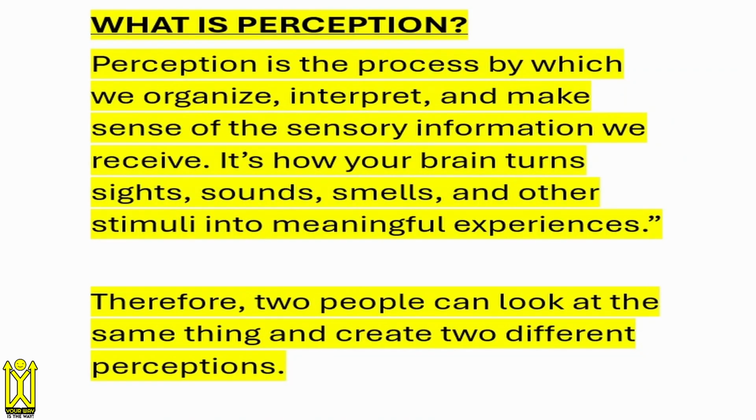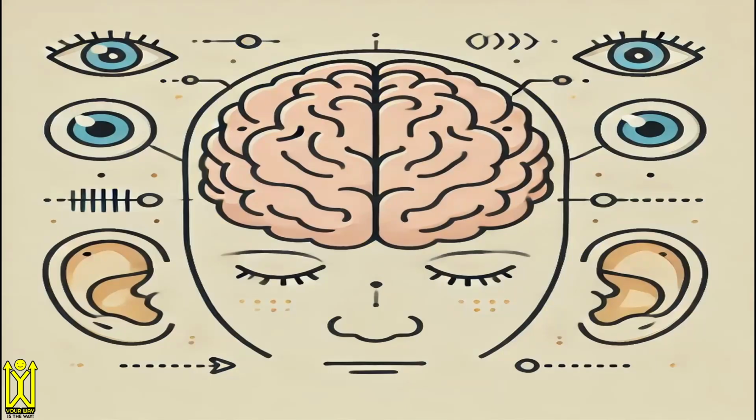My friends, have you ever wondered why two people can look at the same thing and see completely different things? That is because of the concept called perception, the lens by which we interpret and experience reality. So, what is perception? Perception is the process by which we organize, interpret, and make sense of the sensory information we receive. It is how our brain turns sight, sound, smell, and other stimuli into meaningful experience.